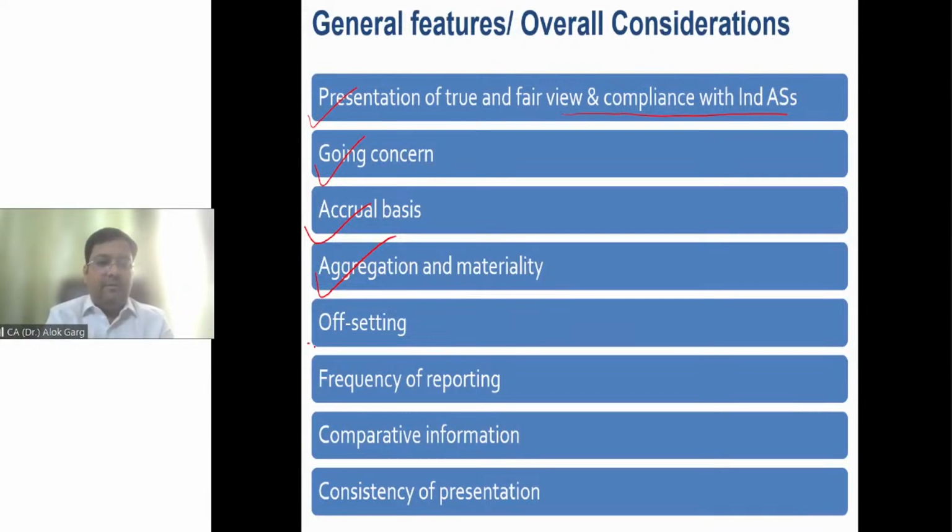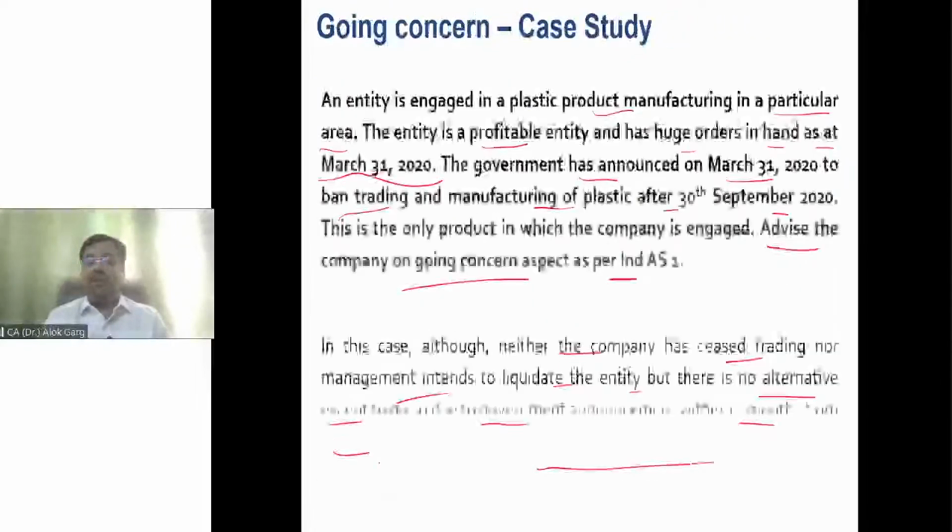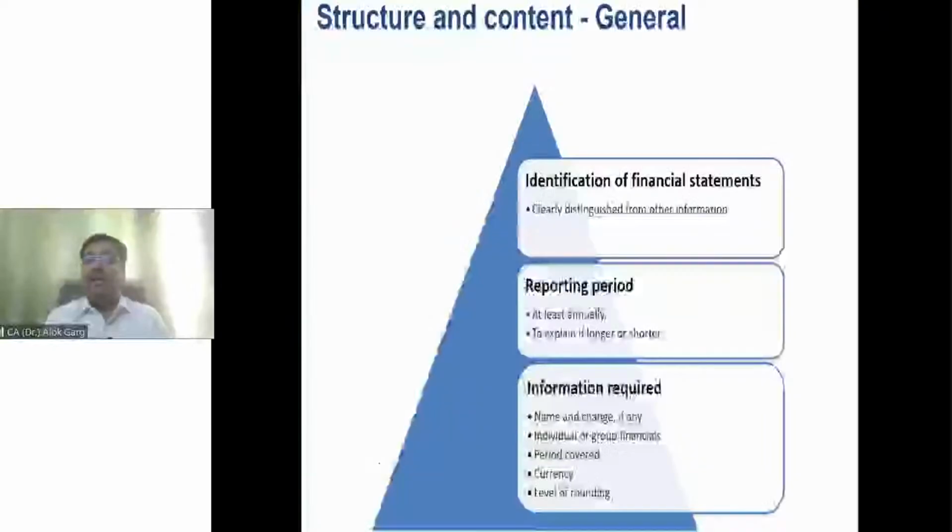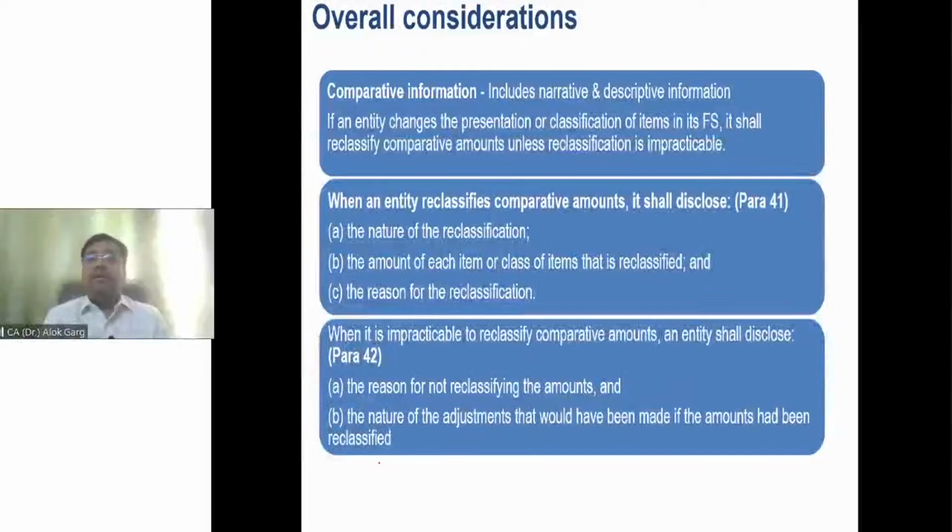Frequency of reporting. The financial statement has to be prepared at least annually, at least once in a year. Okay. Comparative information, the consistency part we have discussed. Comparative has to be given at least for 1 year, right? Comparative includes narrative and descriptive information. What does it mean? Comparative is not only in balance sheet, P&L, statement of changes in equity, and statement of cash flow. Comparative has to be given in the notes to accounts as well.